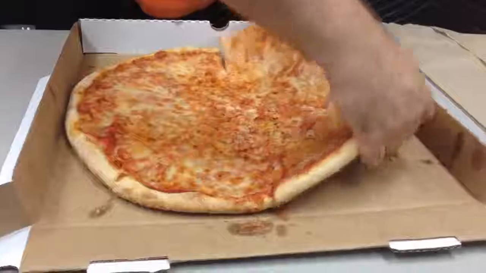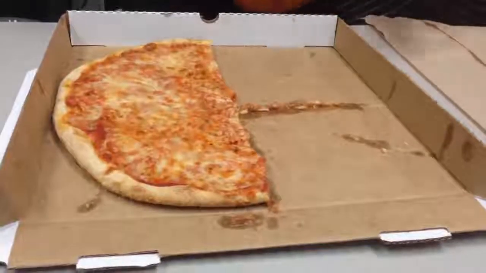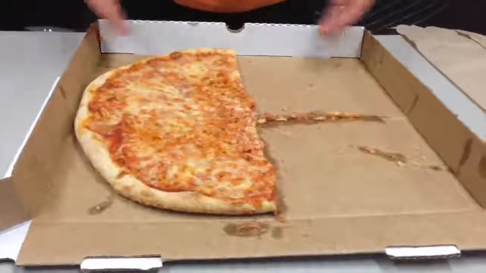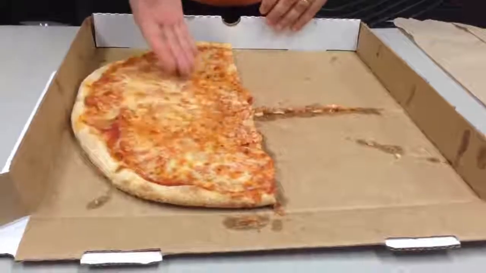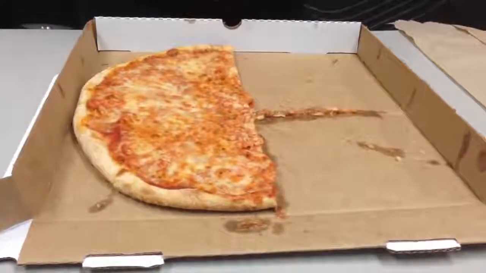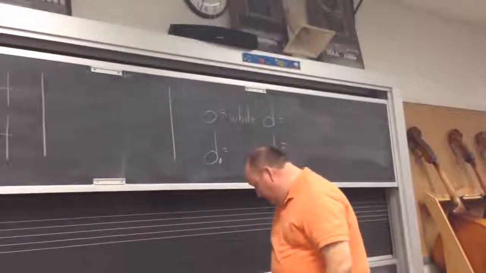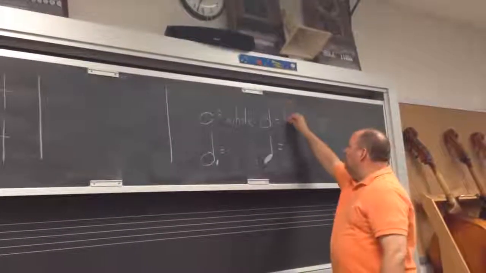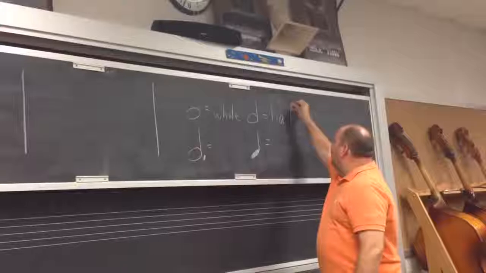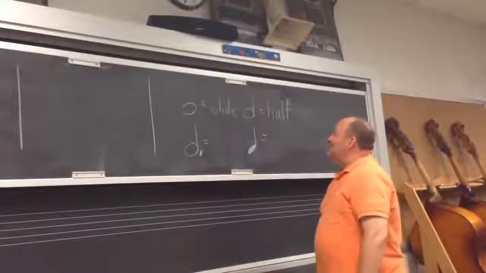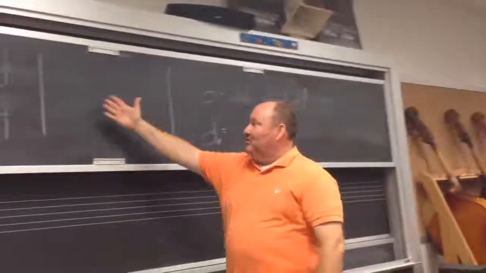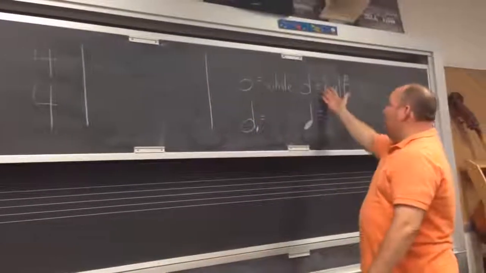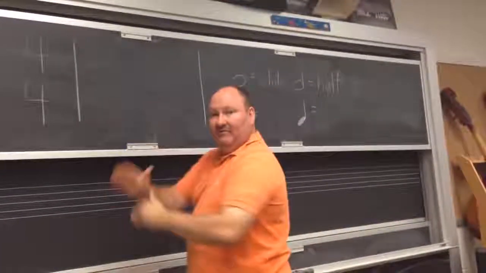I'm going to remove half the pizza. We are now left with a whole pizza box, a whole measure, but only half of it is filled with pizza. The note in music that correlates with half of a pizza in a whole pizza box is the half note. Just like the whole note took up all of this space, the half note will only take up half of it, just like our pizza.